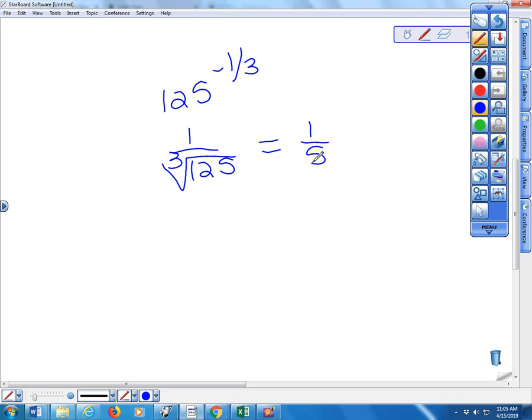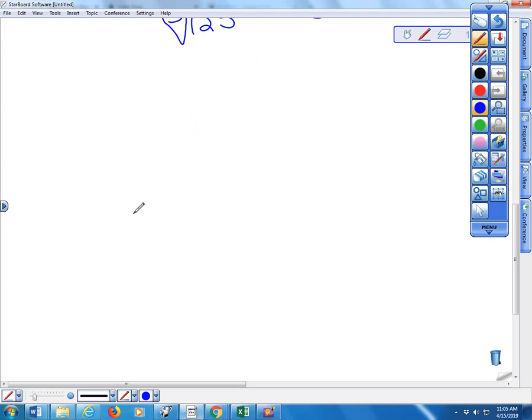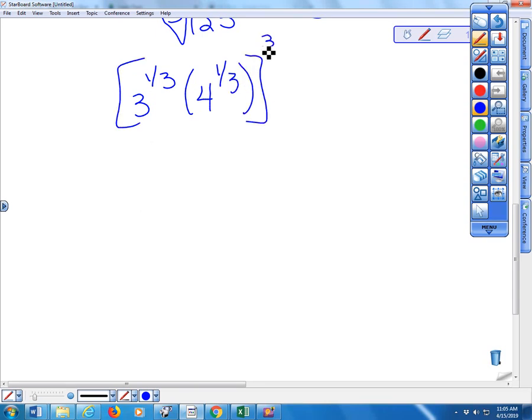All right. Next, simplify the expression of this. So when I have an exponent and I raise that number to an exponent, what do I do to the exponents? Multiply. What's 1/3 times 3? 1. So it's 3 to the first power times 4 to the first power, which is 12.